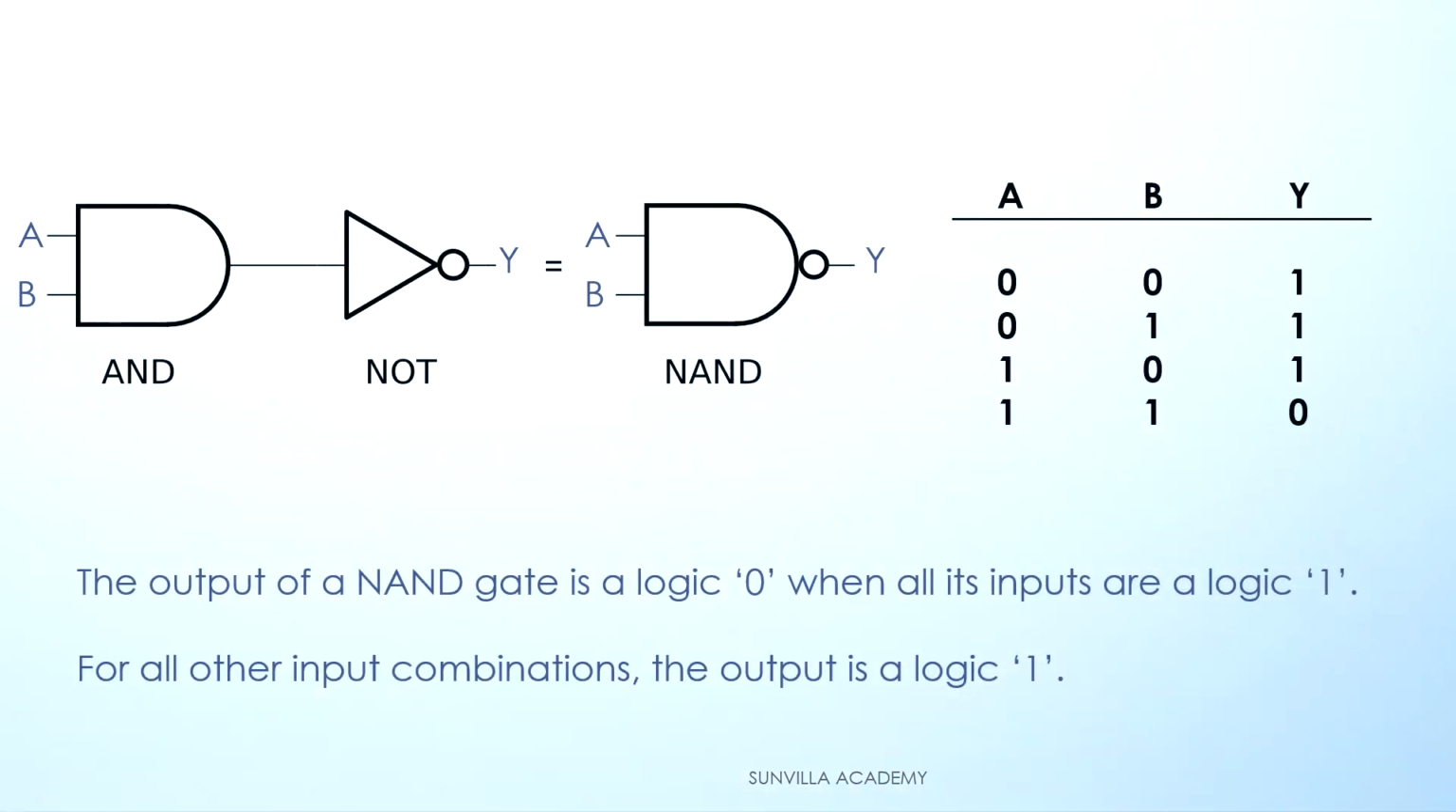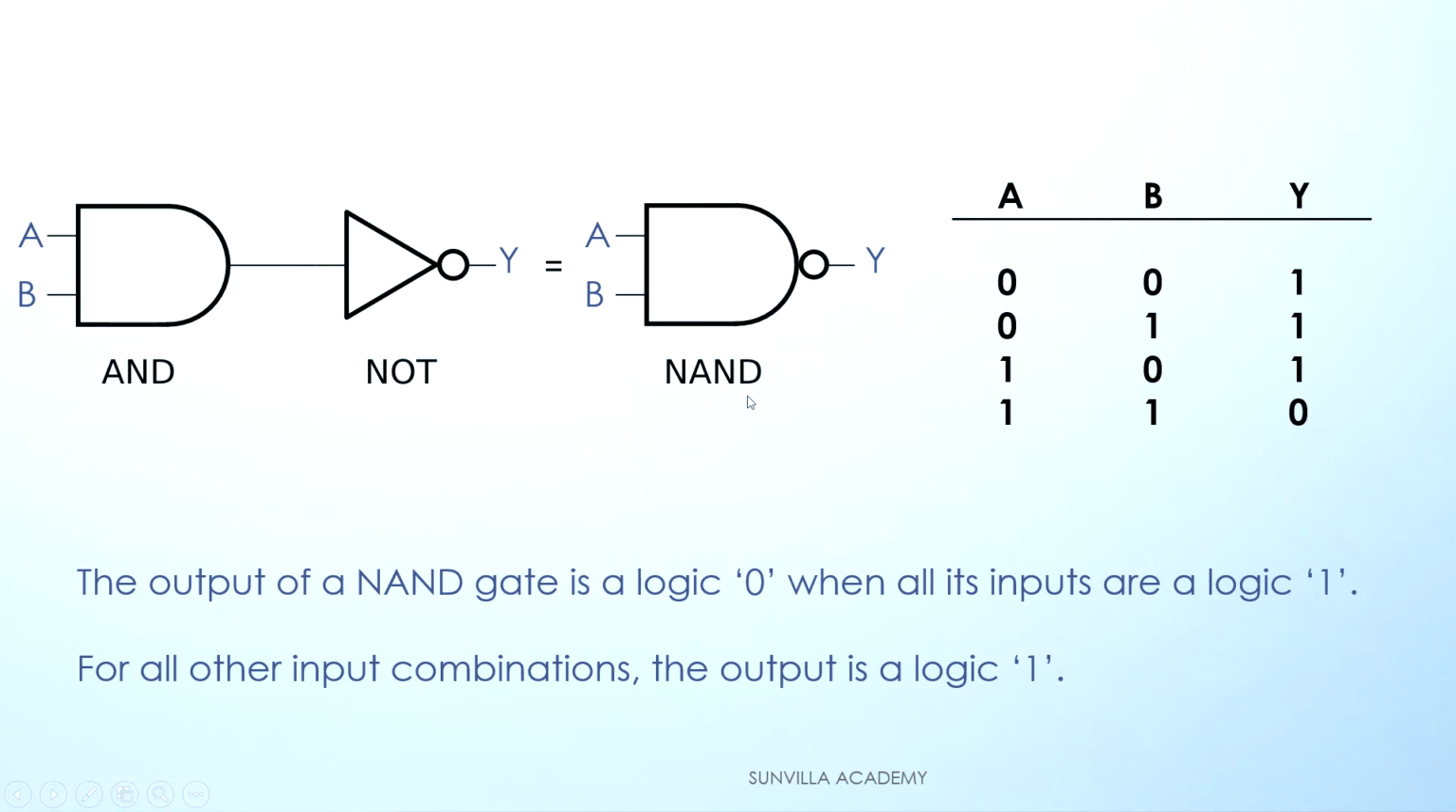As you can see here, this is the symbol of AND gate and this represents NOT gate. When we use both of these gates together, that is, we invert the AND gate's output, it is called NAND gate.